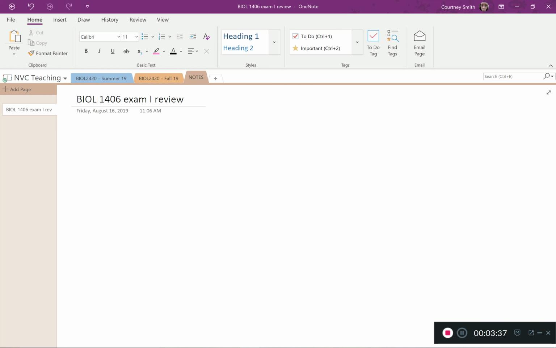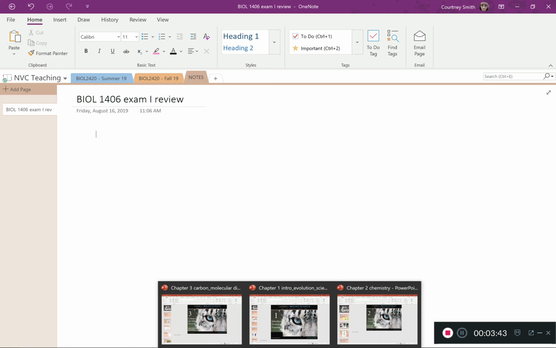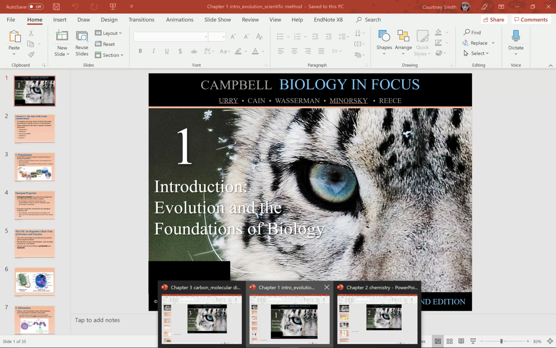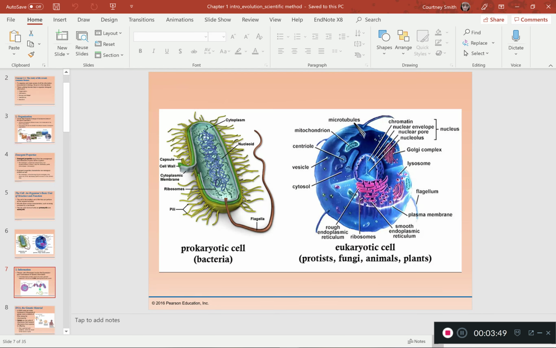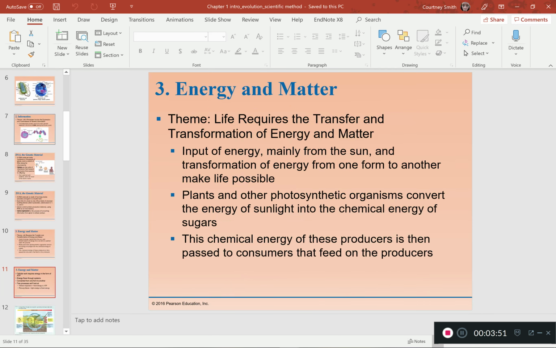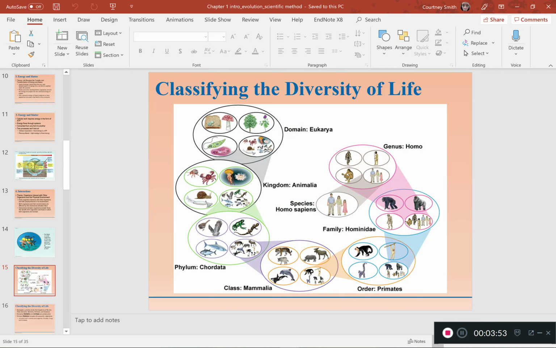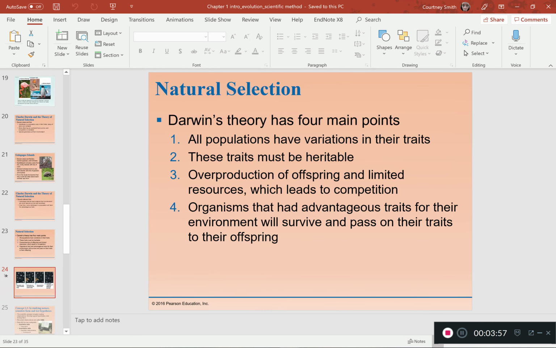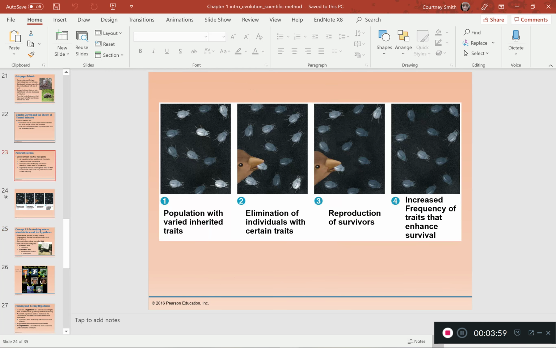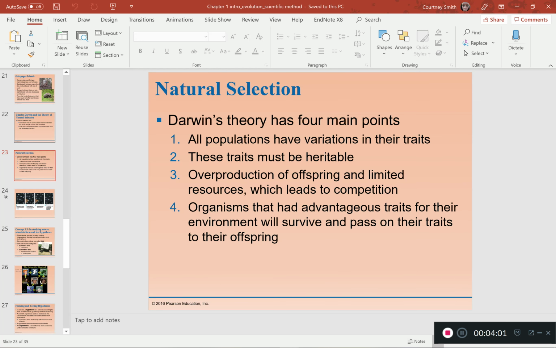The first question was, what are the 4 main points of Darwin's theory? So the 4 main points of Darwin's theory, I'm going to go ahead and pull it up in our PowerPoint. Let me find the slide real quick, guys. The 4 main points of Darwin's theory is generally this figure coming up. Sorry, guys. So these are the 4 main points.